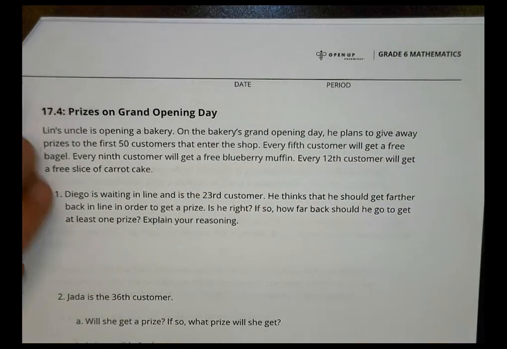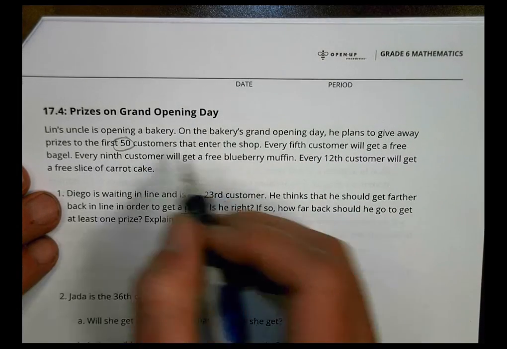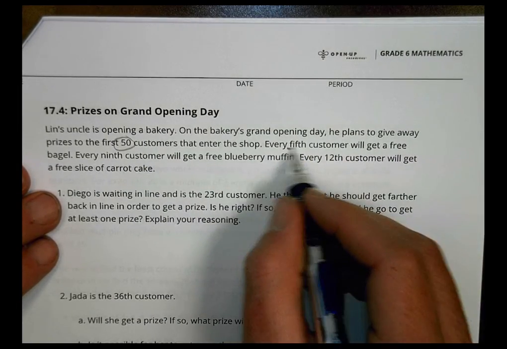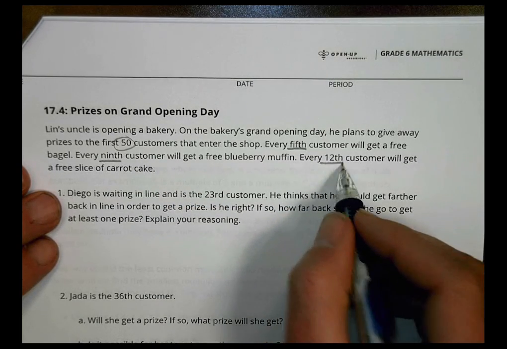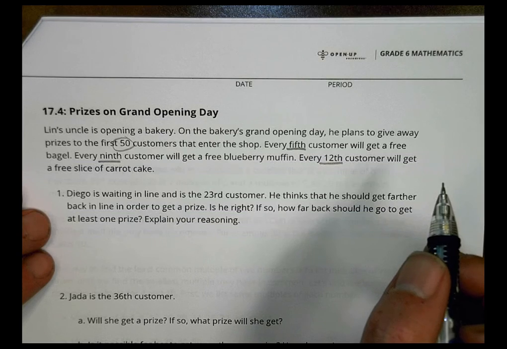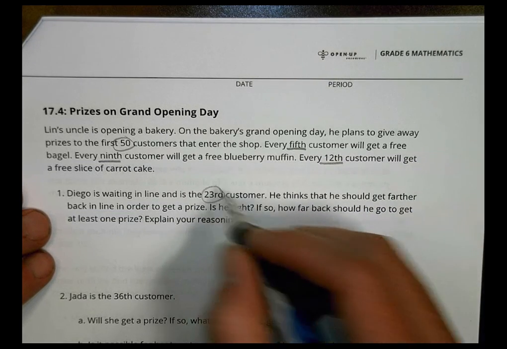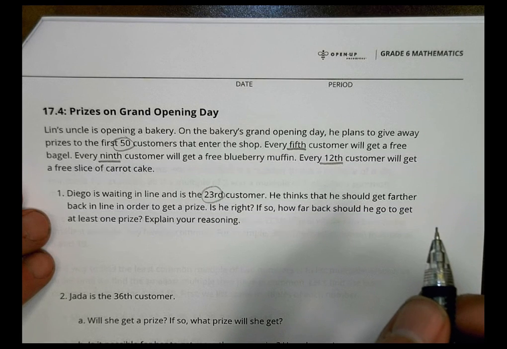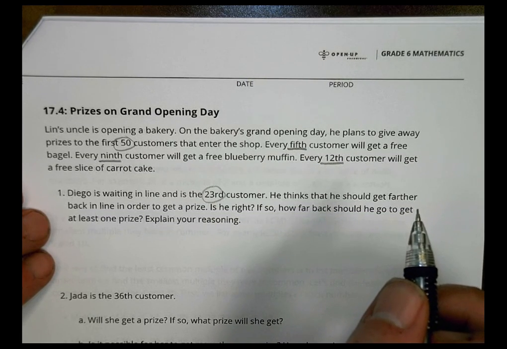Let's take a look at prizes on grand opening day. So Lynn's uncle is opening a bakery. On the bakery's grand opening day, he plans to give away prizes to the first 50 customers. Every 5th customer gets a bagel, every 9th customer gets a blueberry muffin, and every 12th customer gets a free slice of carrot cake. Alright, so Diego's waiting in line. He's the 23rd customer. He thinks he should get farther back in line in order to get a prize. Is he right? And if so, how far back should he go to get at least one prize?